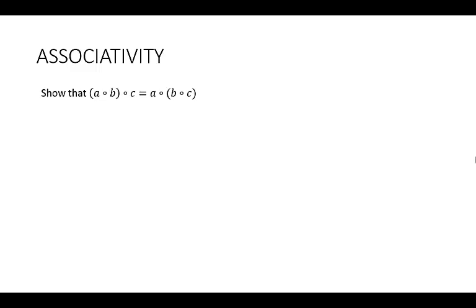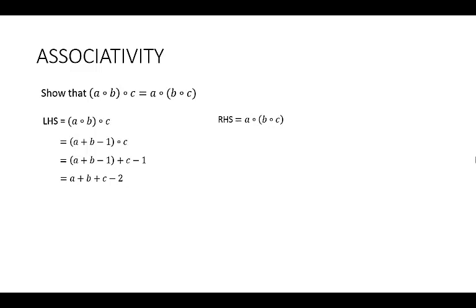This is a little bit more complicated. So let's start with the left-hand side. (a * b) * c looks like this. So a * b is in brackets, and then we're going to perform the operation on c. So the first term plus the second term subtract 1, and we simplify that, we get a + b + c − 2.